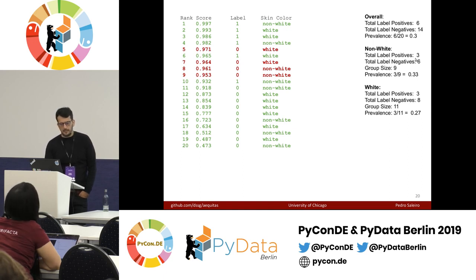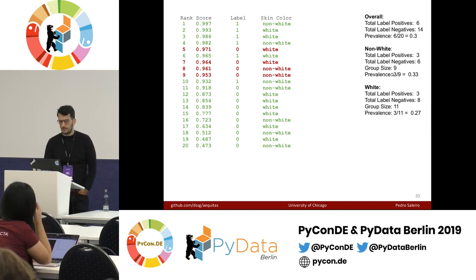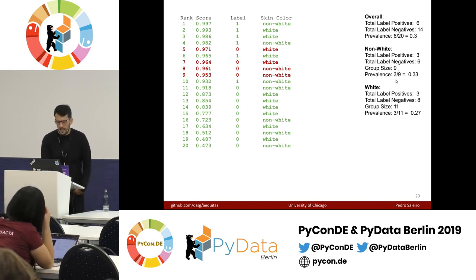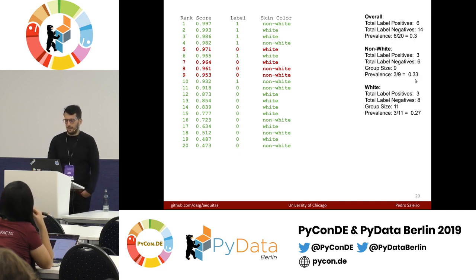How many label positives? We have 3, so 1, 2, 3. How many label negatives? We have 6, which is 1, 2, 3, 4, 5. How many label negatives? The zeros. I mean non-white, sorry. 1, 2, 3, 4, 5, 6. And the group size is 9, and the prevalence of this group is 1/3.